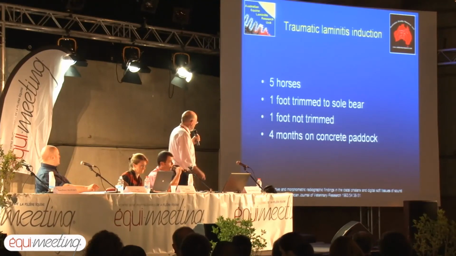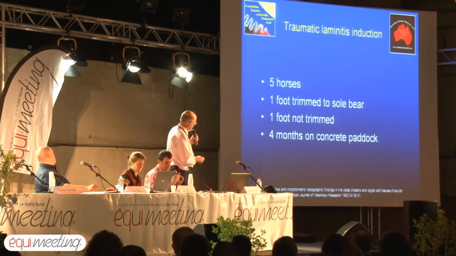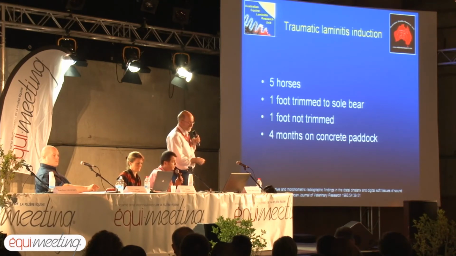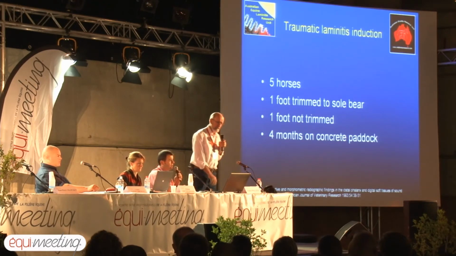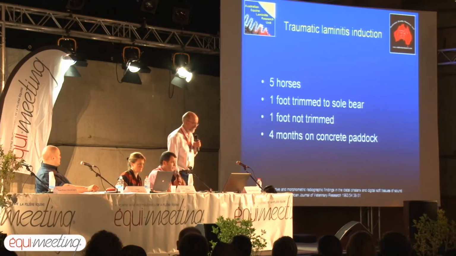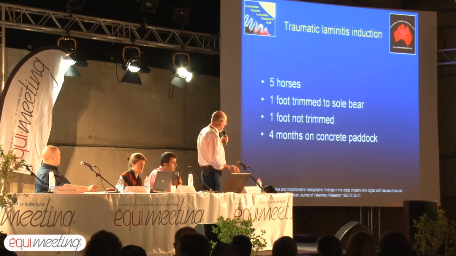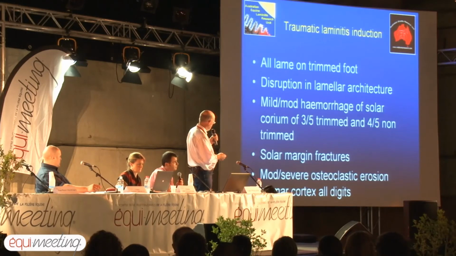In a study in the United States, laminitis was provoked in 5 horses. What he did, he took 5 horses and trimmed one foot, removing the wall so the horse was walking on the exposed sole. And the other foot was not trimmed at all, so that trim was bearing its weight or load on the distal margin of the hoof capsule. 4 months later, all of the horses were lame on the over-trimmed hoof.